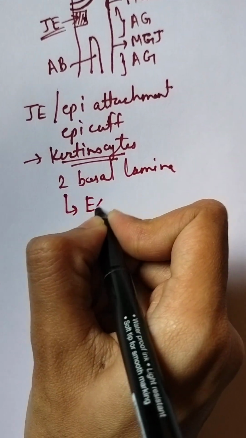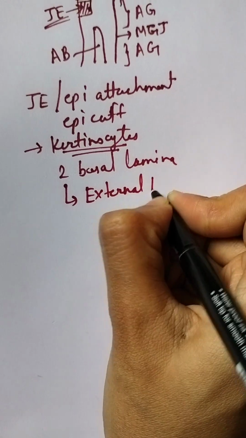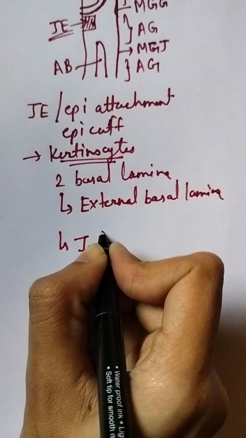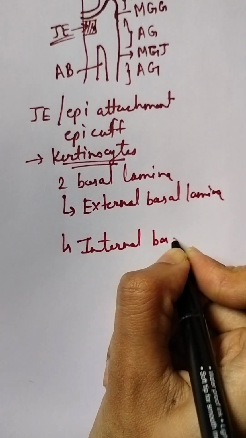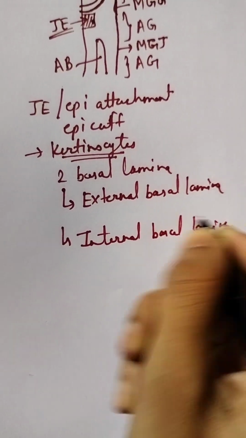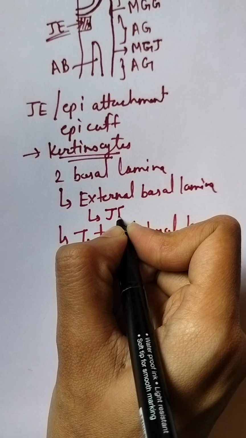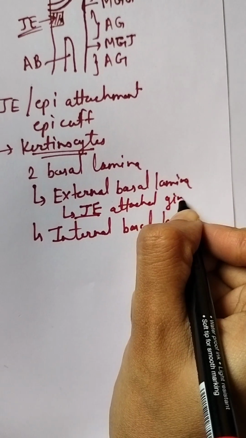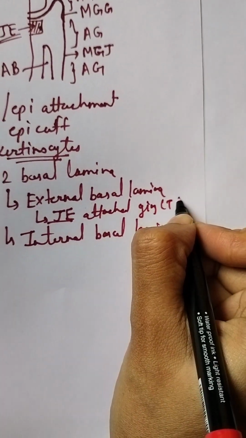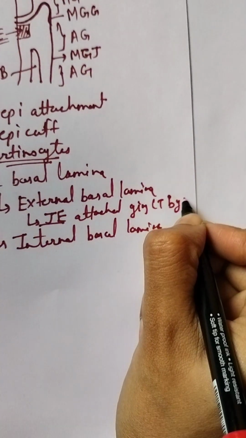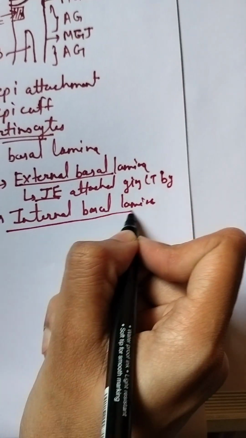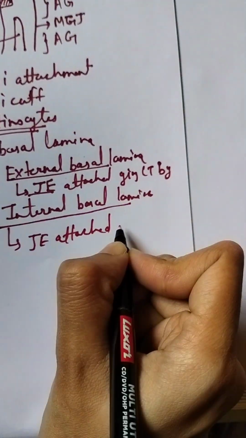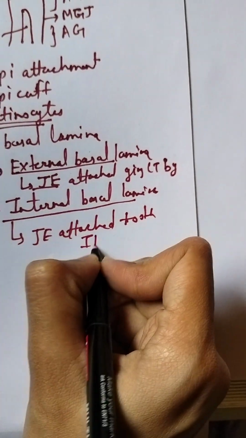First is the external basal lamina, and second is the internal basal lamina. By the external basal lamina, the junctional epithelium is attached to the gingival connective tissue, and by the internal basal lamina, the junctional epithelium is attached to the tooth.